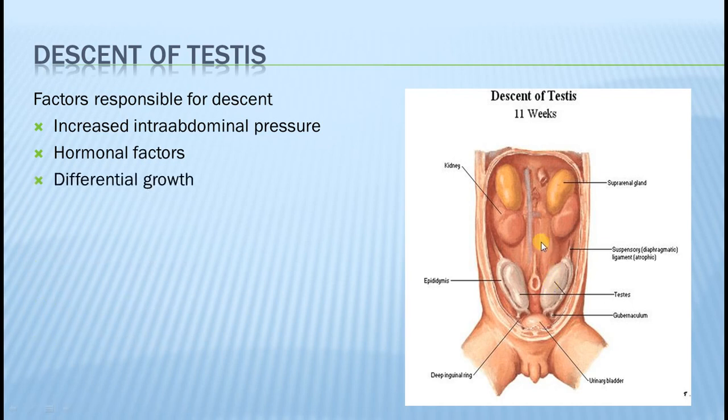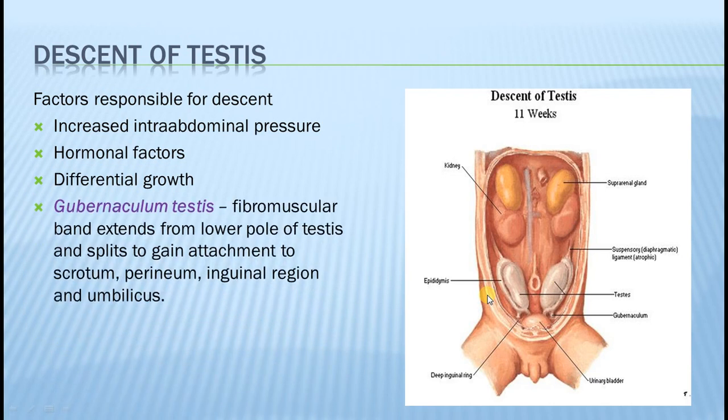Hormonal factors, mainly androgens. Not only that, the fetal testis itself secretes a hormone. Interstitial cells start secreting, and that is one of the driving forces for the testis to commence its descent. Then differential growth, we call it uncurling of fetal curves. So the fetus slowly starts uncurving, and there is differential growth of the anterior and posterior abdominal wall. The anterior and posterior abdominal walls might grow at different rates. So because of that, again the testis will descend.